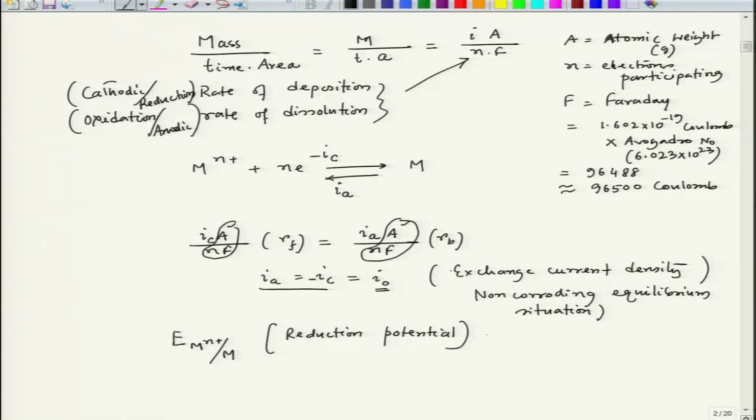Now, this can be written in the form of E0 for M n plus M, plus RT by nF ln of the activity of the oxidant divided by the activity of the reductant. And here the oxidant is M n plus and the reductant is M. Now, this is a generalized form of the Nernst equation.